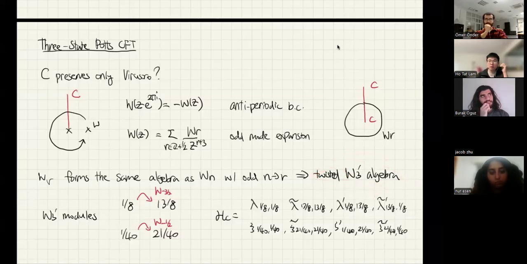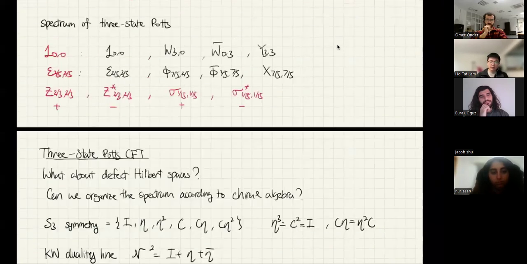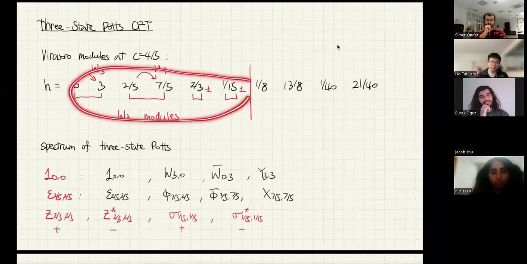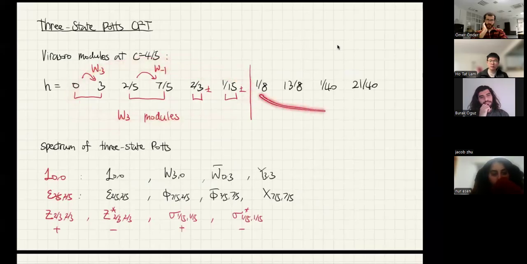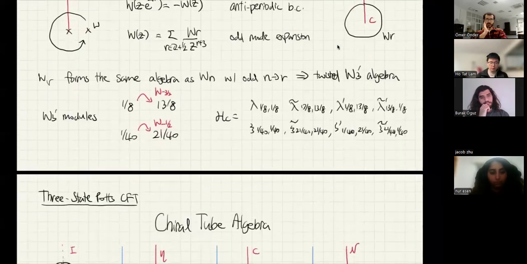And you can ask, what are the W3 prime modules? What are the representations of this W3 prime algebra? And it turns out that the things that were excluded before, so we know that these are W3 modules, these things that were excluded before turn out to be W3 prime modules.